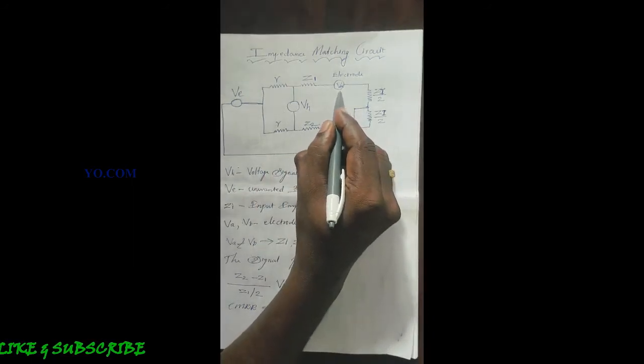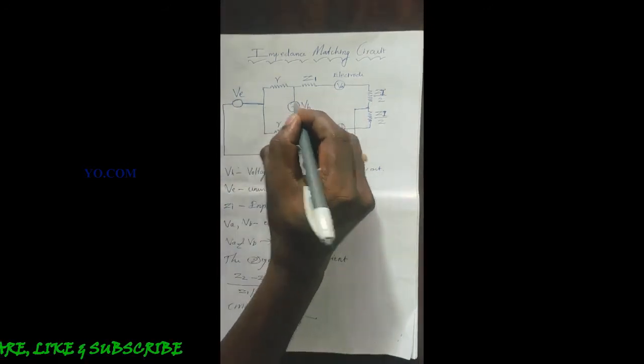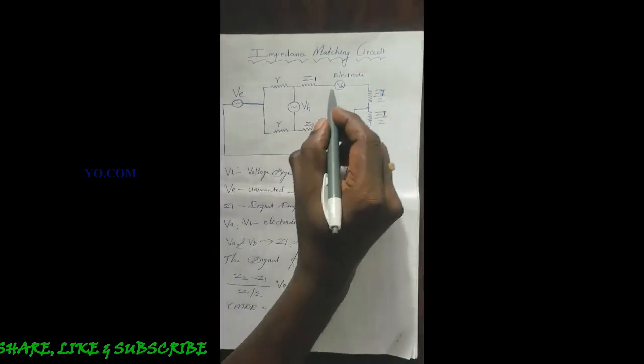Okay, so this is an impedance matching circuit. It has several components. First is VE, a voltage source, then VH, another voltage source, and the electrode voltage sources VA and VB. Altogether there are four voltage sources: VE, VH, VA, VB.